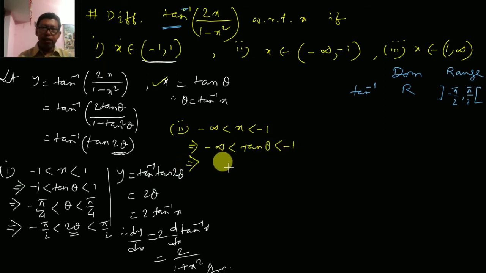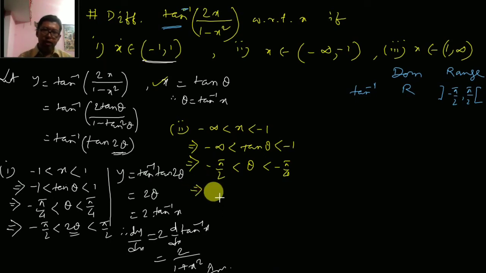So minus infinity, that means what to substitute here? It will be obviously minus pi upon 2, because you know tan of minus pi by 2 is equal to minus infinity. So the angle is theta less than minus 1. Minus 1 means tan inverse of minus 1, so obviously minus pi by 4. So minus pi by 2 less than theta less than minus pi by 4.